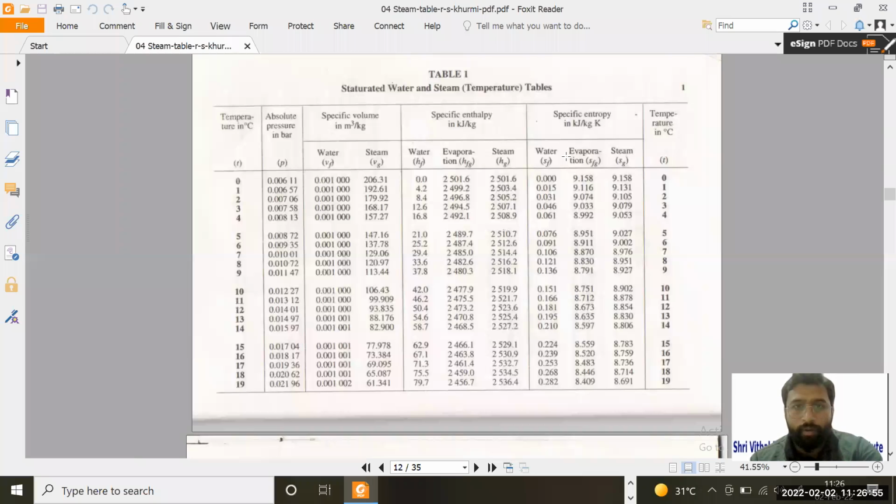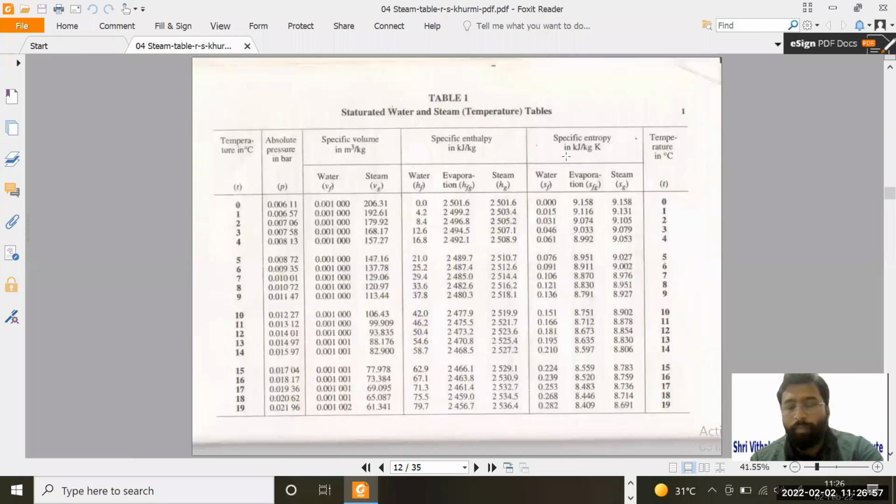I hope it is visible now. So first, if you open the steam table, we have the temperature table. Here, in the first column, we have temperatures in degrees Celsius. Corresponding, we have saturation pressure. Then corresponding, we have specific volume, specific enthalpy, specific entropy, etc.